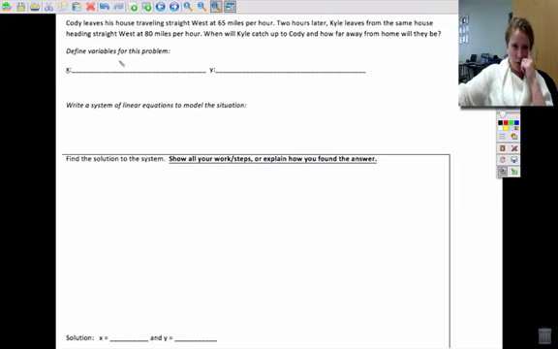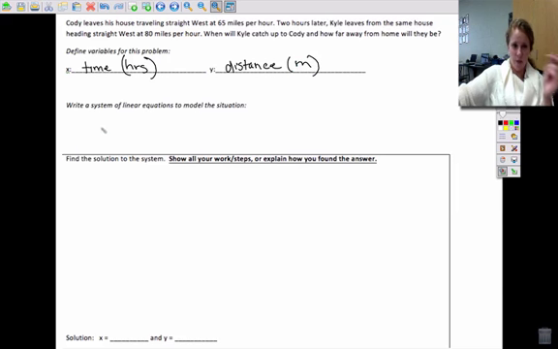So define variables. Well, I'm seeing miles per hour, so I'm thinking that's going to be 65x. And so that would make x time in hours. Okay. And then we're talking about the distance Kyle and Cody are, so y is going to be the distance from their house, in miles.